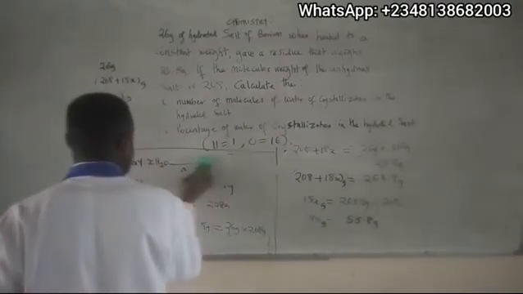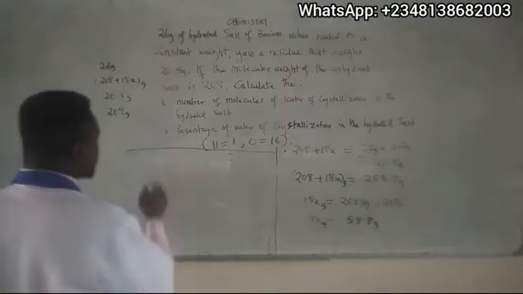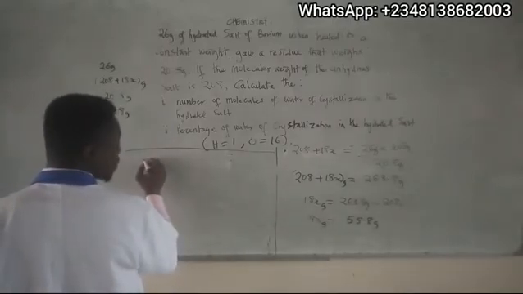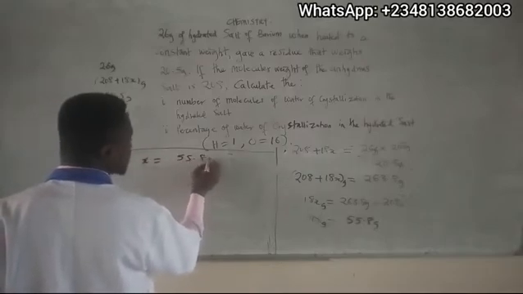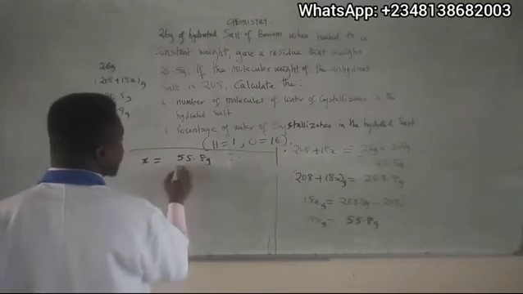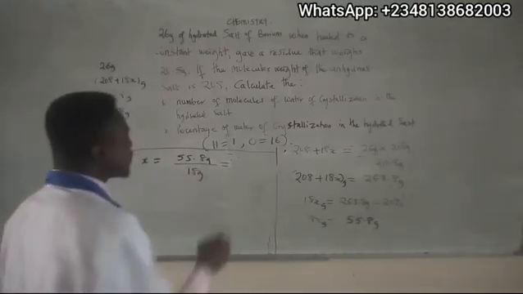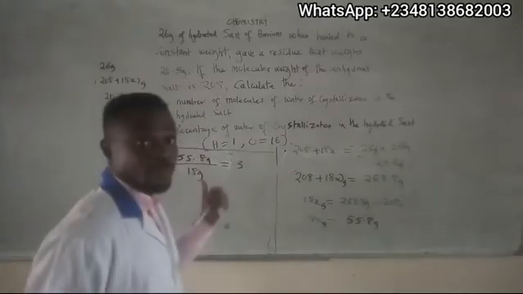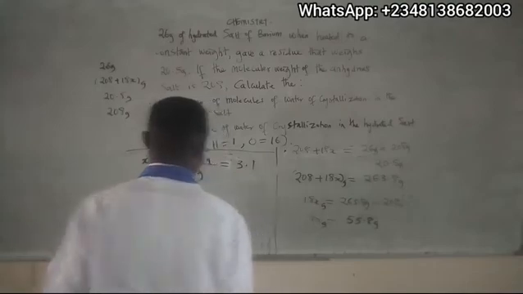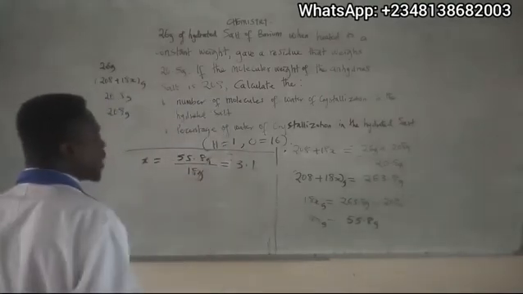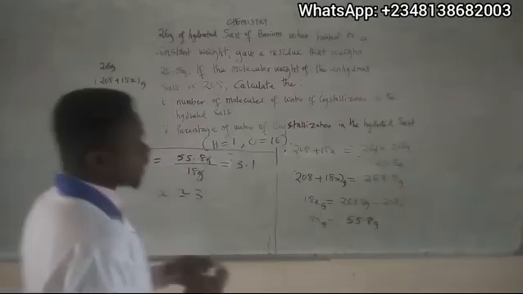So let's continue. This now becomes, x is now equal to 55.8 gram. You divide both sides by 18 gram, over 18 gram. If you punch the calculator, this will give us around 3.1, because gram cancels gram. 3.1, which is approximately 3. x is 3.